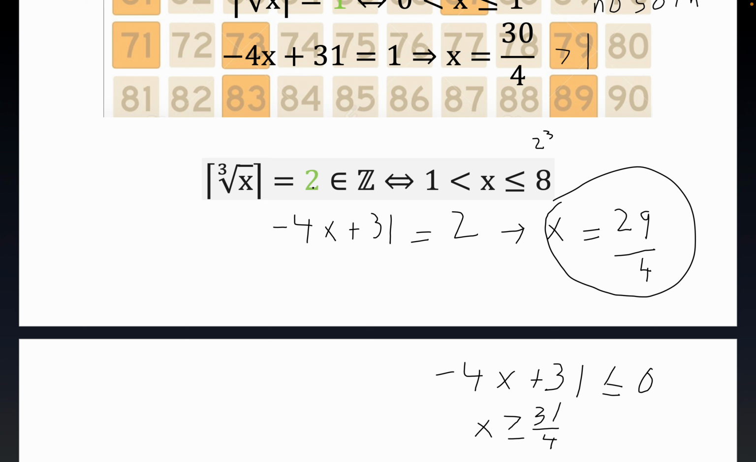I hope that was convincing. You can check it if you want to, but you'll see that you don't get a solution. But it's because of this statement right here. This would always be negative, and a negative valued expression can never equal a positive ceiling value. Okay, so this is the only solution: x equals 29 over 4.